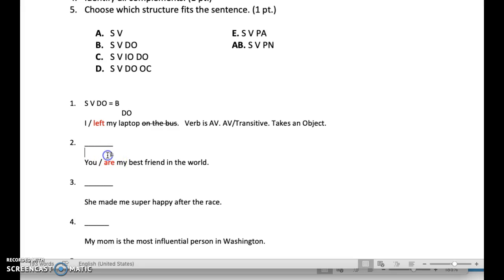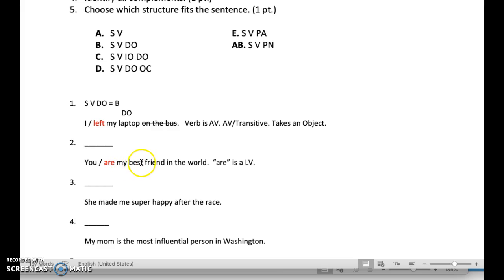Are is a linking verb. So are is a linking verb. Linking verbs are never transitive or intransitive. They just are connectors, right? So what they do is they connect the subject to either a noun that renames the subject or an adjective that describes the subject. So I'm going to thin things out a little bit here, and I'm just going to go ahead and get rid of that prep phrase.